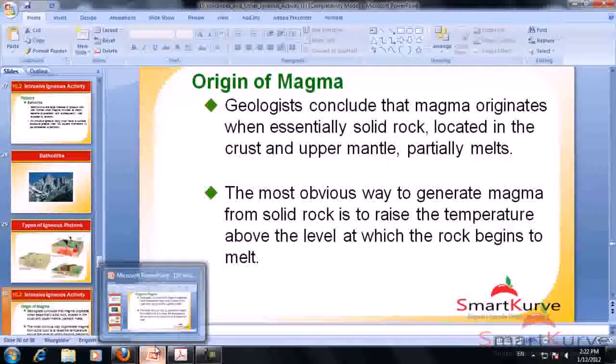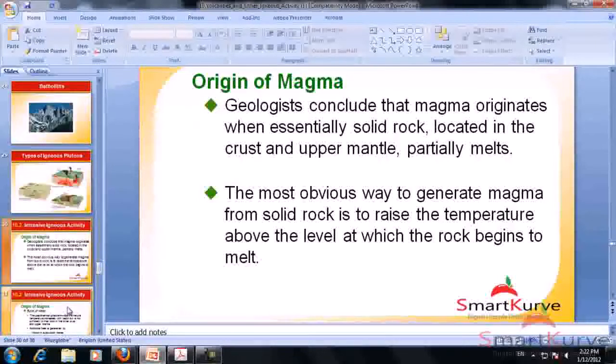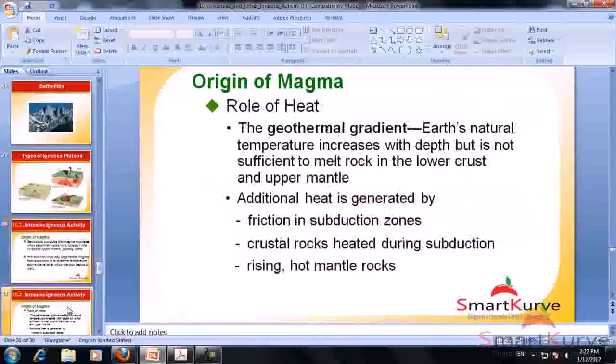When we looked at the rock cycle, we saw how this happens, how the rock in a tectonic plate is pushed down in a subduction zone. The rock is pushed down deep into the earth, into the asthenosphere, where it becomes very hot, it melts, it turns into magma. The most obvious way to generate magma from solid rock is to raise the temperature. So at very high temperatures deep in the earth, the rock melts, becomes magma.